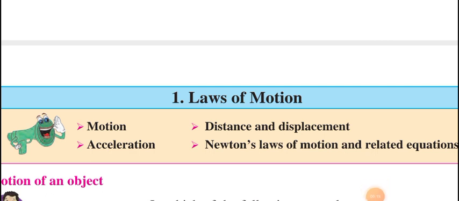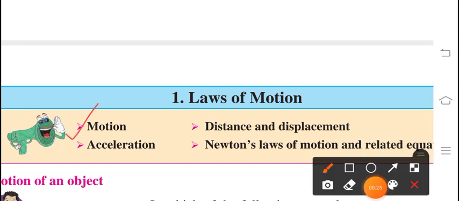I hope all of you have understood what I explained in the last lecture: motion, distance and displacement, acceleration. These three topics I have covered in the last lecture.